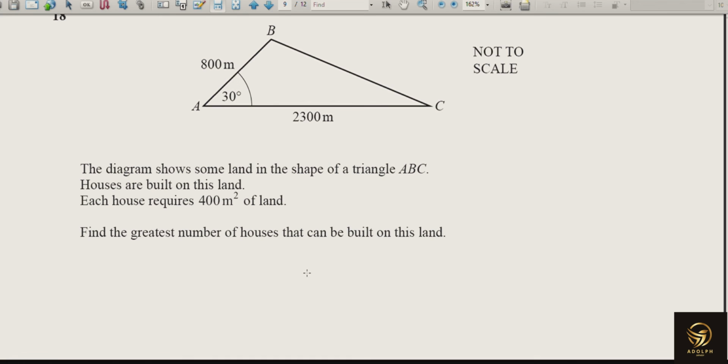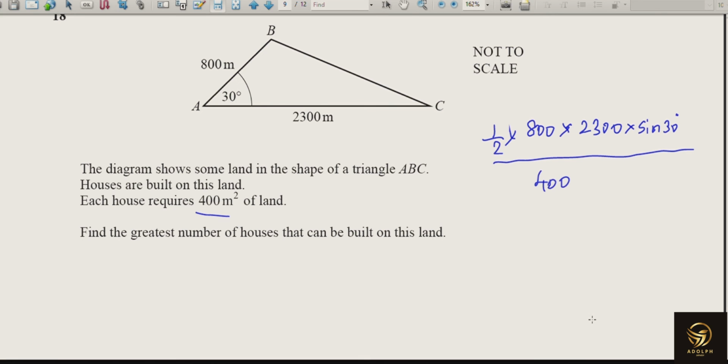Next question is, the diagram shows some land in the shape of a triangle ABC. Houses are built on this land, and each house requires 400 meters square of land. How many houses can we build is the question. So the total area of the land we can find, and we have to divide because we are going to allocate the land for each house, which is 400 meters square. Let's do it. So area of the triangle is half AB sine C. Half of A is 800, B is 2300 into sine 30, whole divided by 400 for each house.